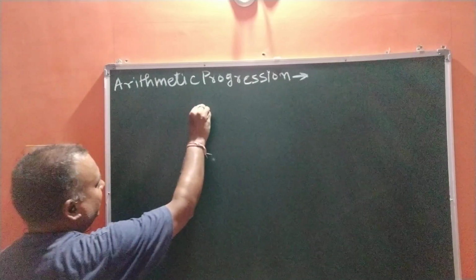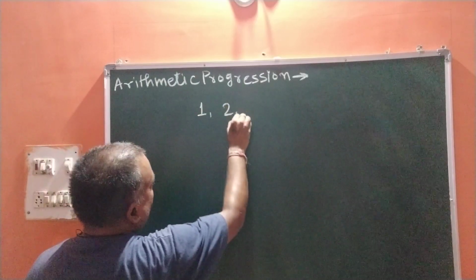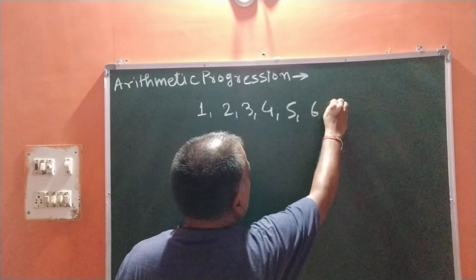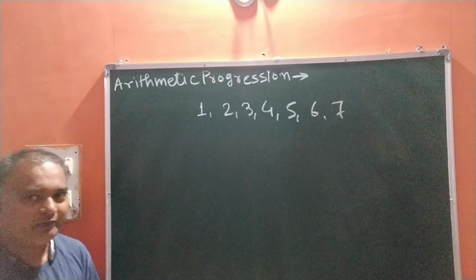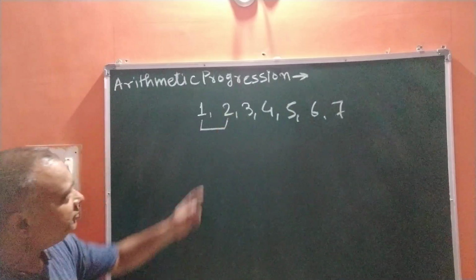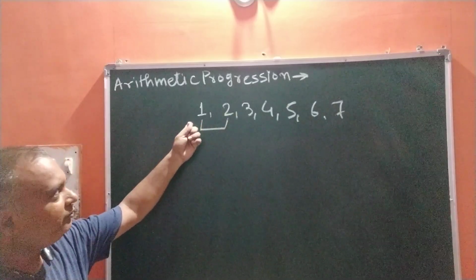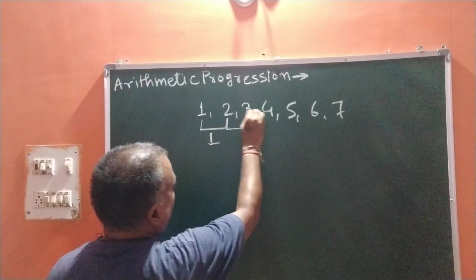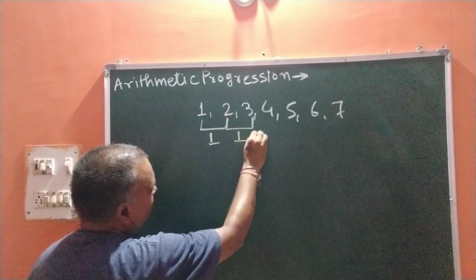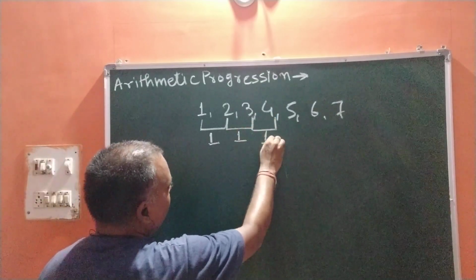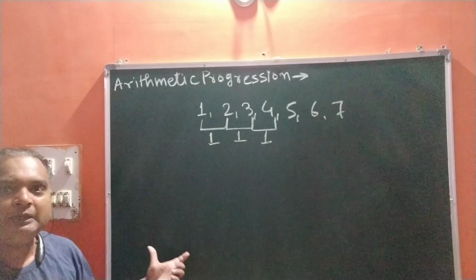Like if I write the number 1, 2, 3, 4, 5, 6, we can say it is an example of AP. Now, just compare. When we take the difference of the second term and the first term, it is 1. When we take the difference of the third term and the second term, that is again 1. Similarly, the difference between the fourth term and the third term is again 1. So, what is arithmetic progression?